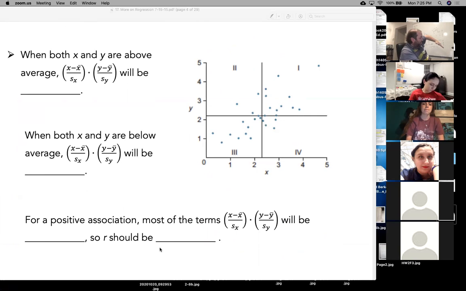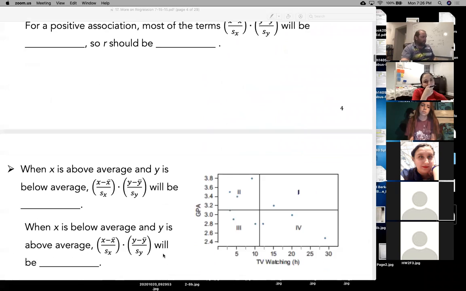And you're going to have lots of them down here, and you're going to have lots of them up here, correct? Down here, X is positive and Y is negative, so it's going to be a negative number. And up here, X is negative, Y is positive, so it's going to be a negative number. In that case, when you add them all together, you are more likely to get a big negative number out of it, which is why in this case the correlation is going to end up being a negative number. Does that seem reasonable?